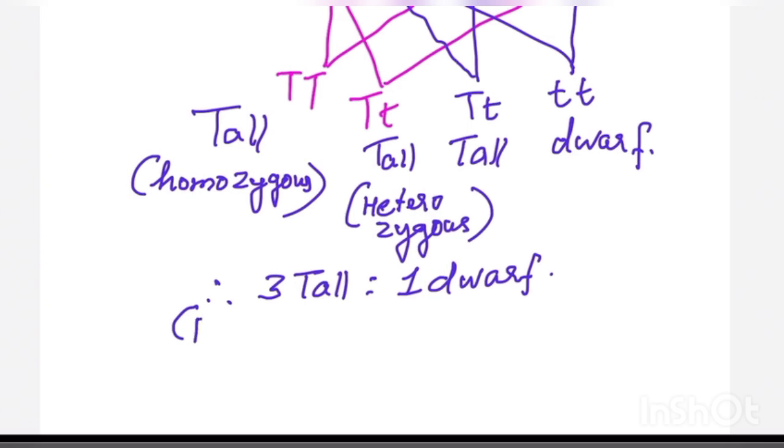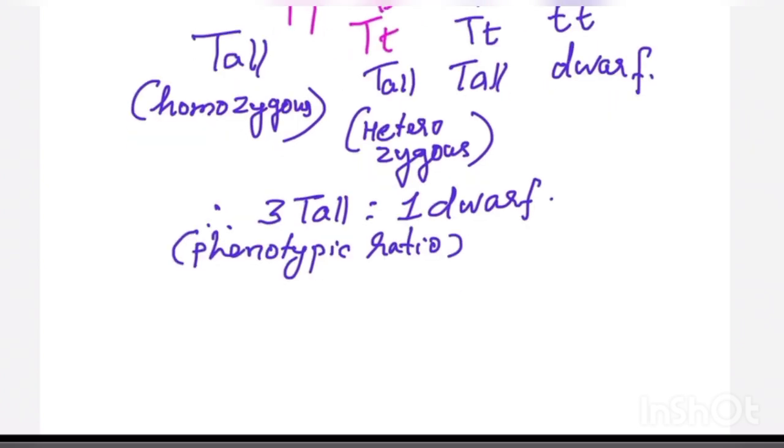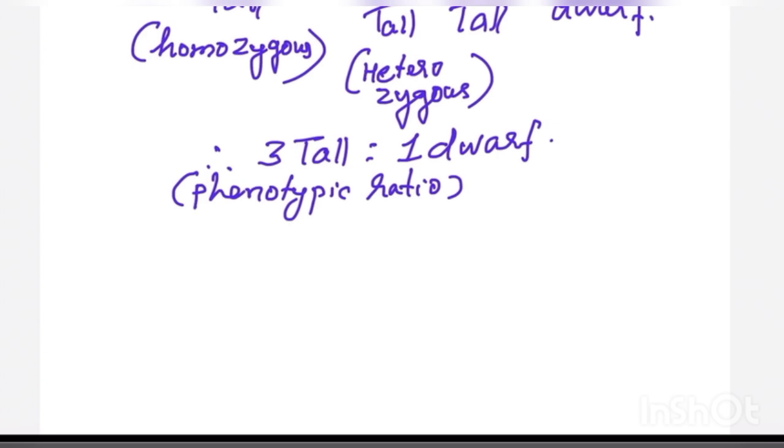So the phenotypic ratio is 3:1. Phenotype means morphological appearance. Genotype means genetic constitution. Morphologically, what you could see here is three tall and one dwarf. So the phenotypic ratio is 3:1. This 3:1 is the F2 phenotypic ratio of a monohybrid cross.